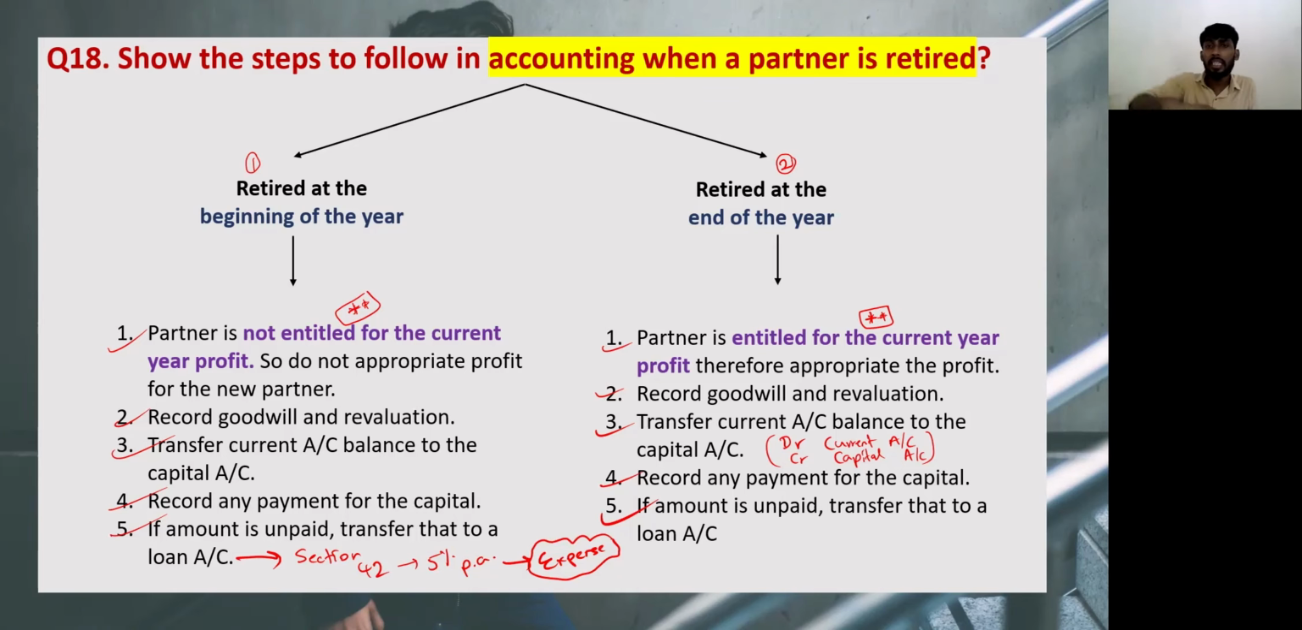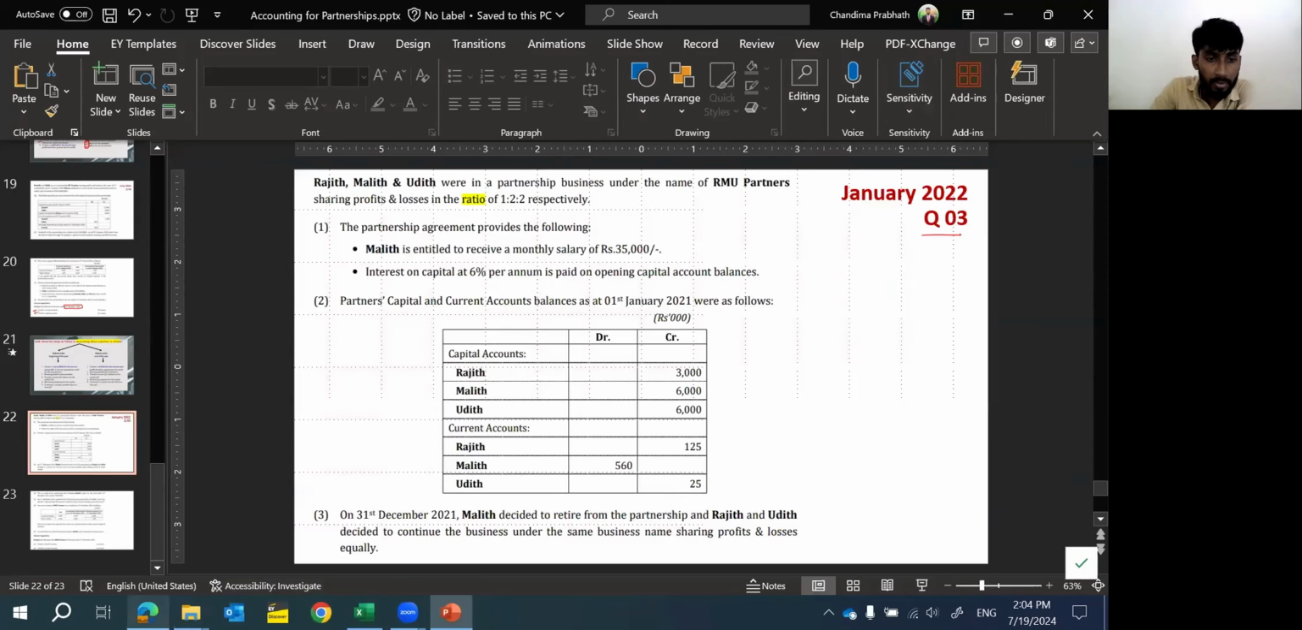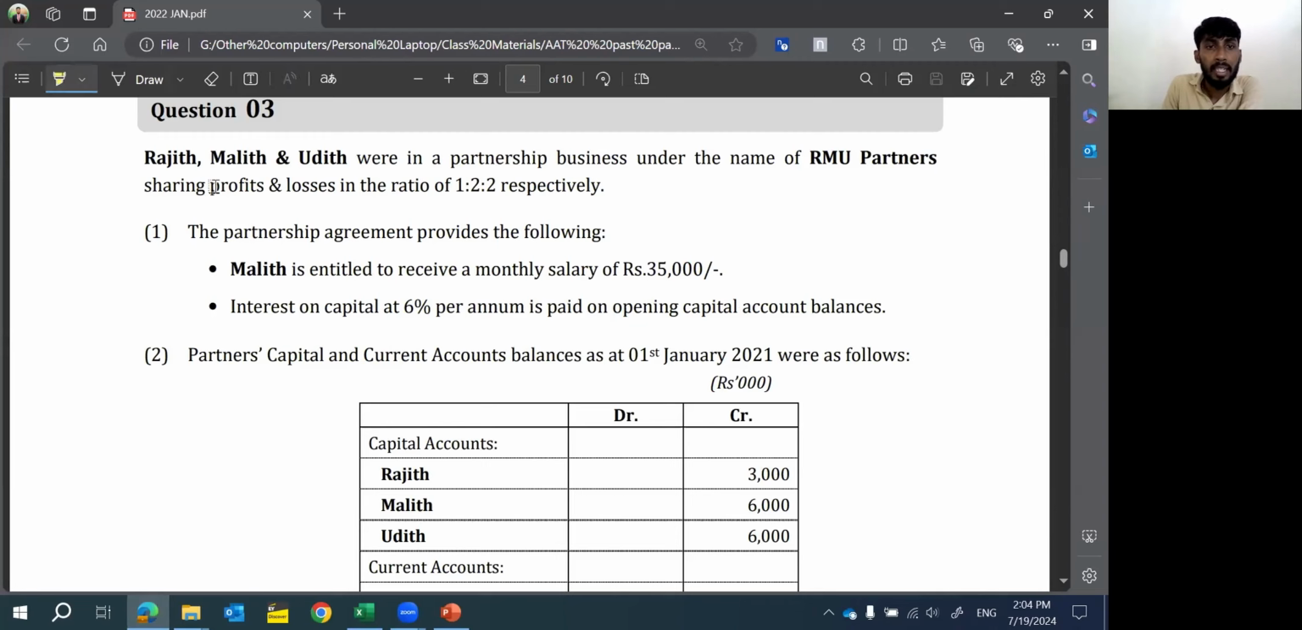That's all. Now with this understanding, let's go for a question. This is question number 3 of January 2022. Let me open it in the full paper. Let's read. Rajit, Malit and Udit were in a partnership business under the name of RMU Partners, sharing profits and losses in the ratio of 1:2. So here, Rajit, Malit and Udit all share profit in this ratio.